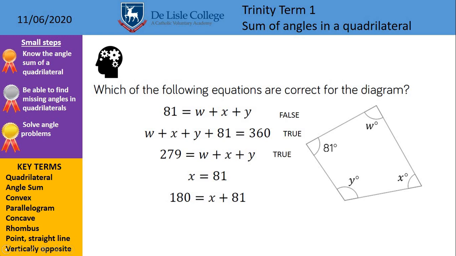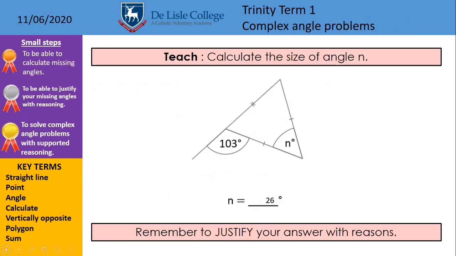X is 81. Now, it could be, but we have no idea. There's nothing that we know as a fact that shows that at all. So that would be false. And the last one, 180 equals X plus 81. Again, it could be true, but it's not something that is shown as correct from the diagram. 180 would be degrees on a straight line, but we haven't got the straight line there to show that, so that would be false as well.